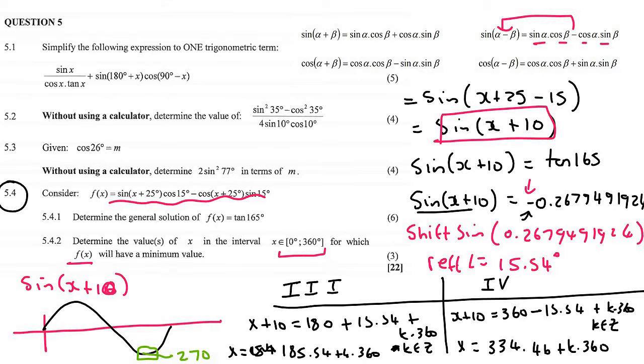Now, what have they done to this graph? They've taken a normal sin graph and then in brackets it says x plus 10. So they've shifted the graph 10 degrees left. So this 270 would now go to 260 degrees. And so therefore, our answer will be 260 degrees.